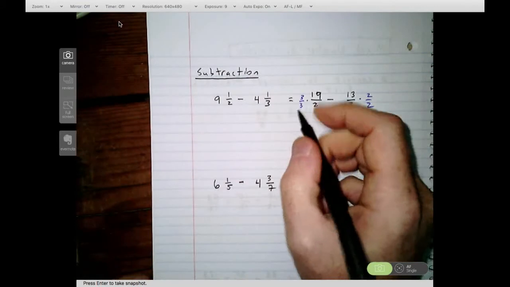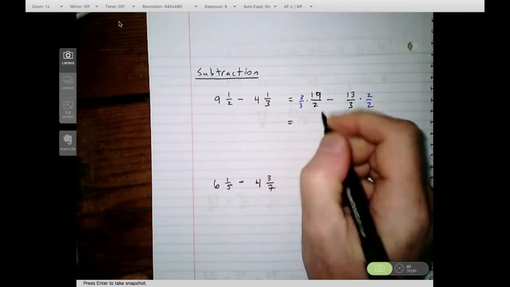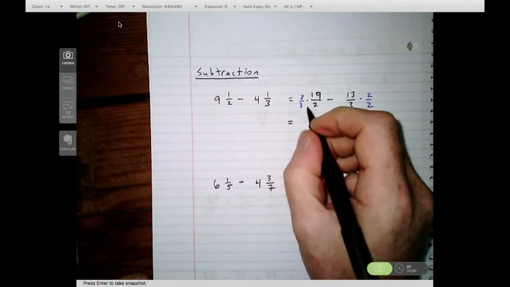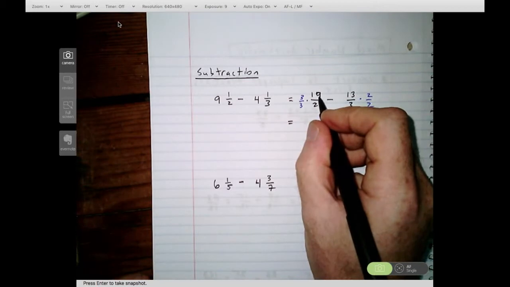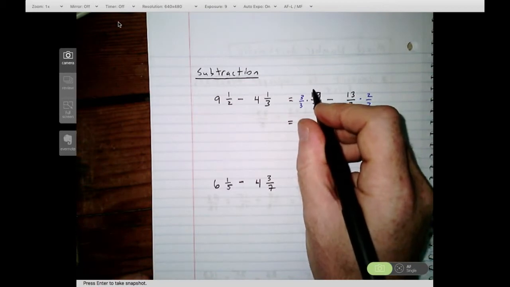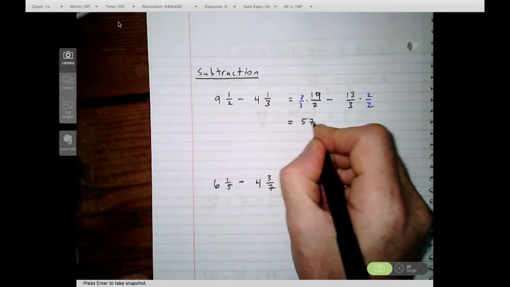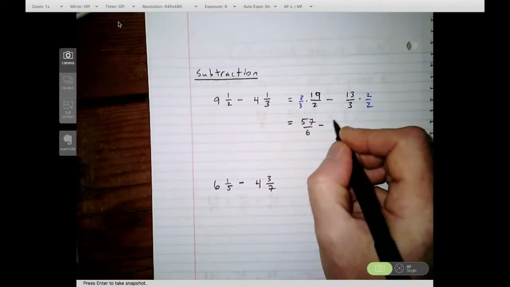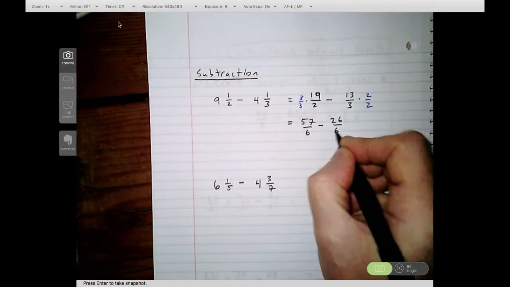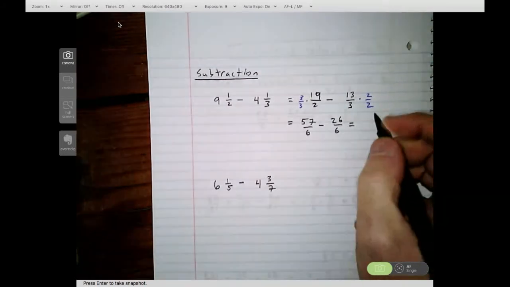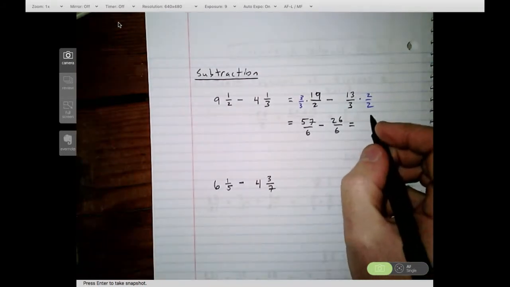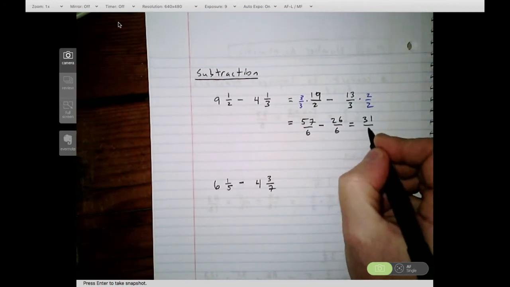3 times 19 is, oh boy, that is 3 times 9, 27, bring the 2 up there. 3 times 1 is 3, so 57 over 6 minus 26 over 6. And 57 take away 26 is 31 over 6.